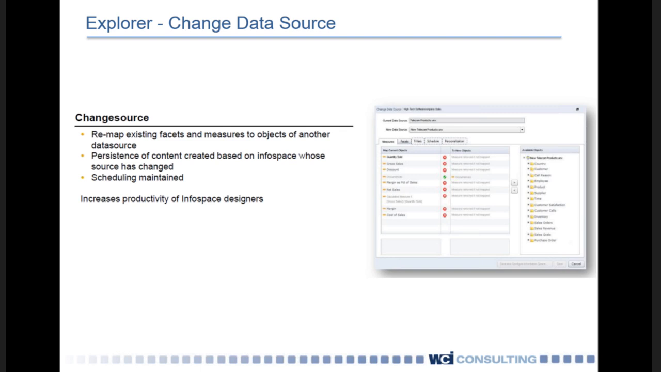For those who are familiar with Web Intelligence, this is a great feature. So if you have a universe that has many different dimensions and facts in common, instead of creating a new Explorer model, what you can simply do is change the underlying universe. It'll map the metadata to itself, and then go ahead and move forward and allow you to make changes or tell what objects are, that sort of thing as well.